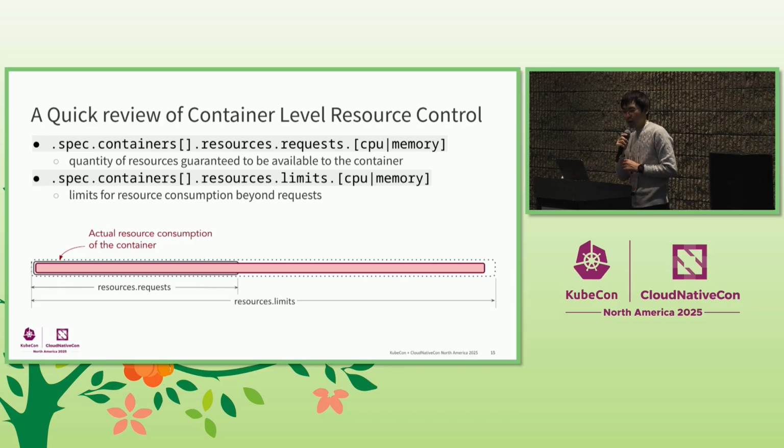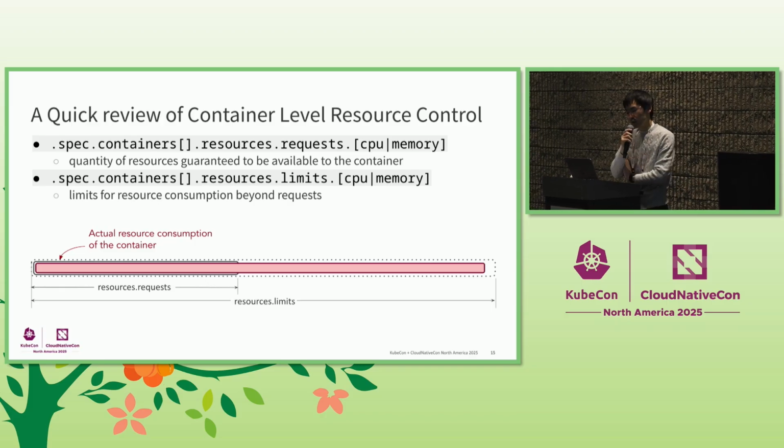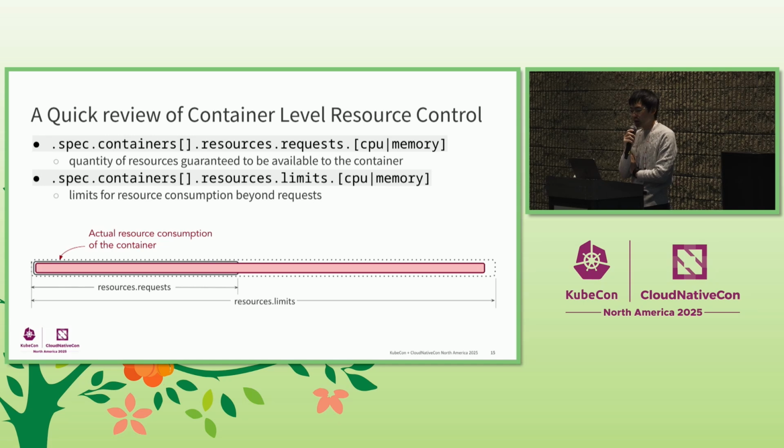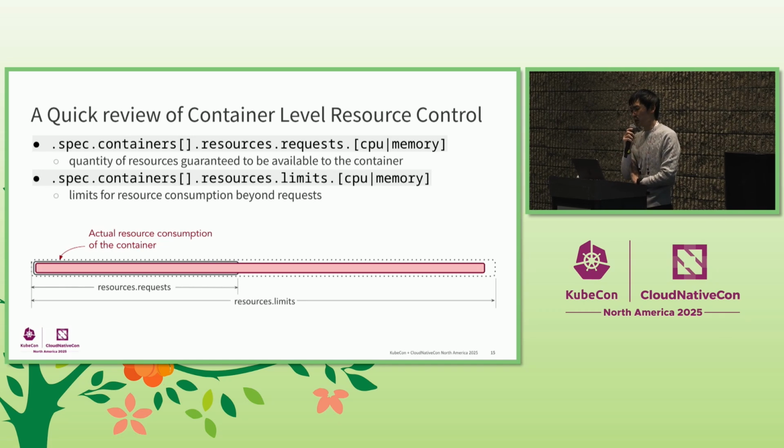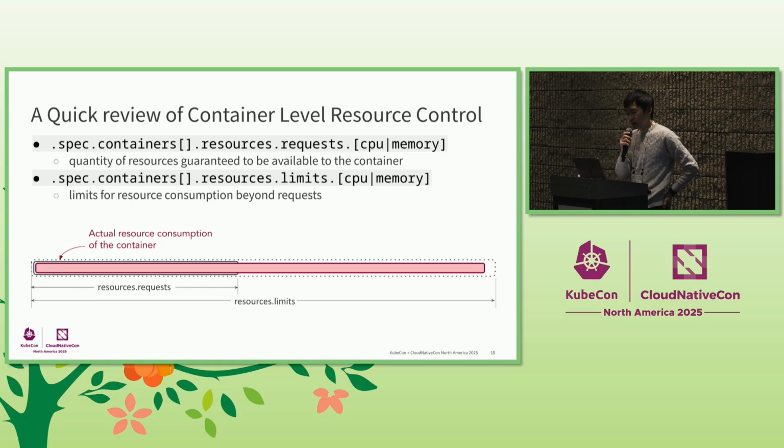So let's start with container level tuning. In the Kubernetes manifest, we can configure the amount of resources allocated to containers. For both CPU and memory, we can specify 2 settings, requests and limits. Requests guarantee a minimum amount of resources that will always be available to the container. And limits define the maximum resources a container can use when using resources beyond the request.